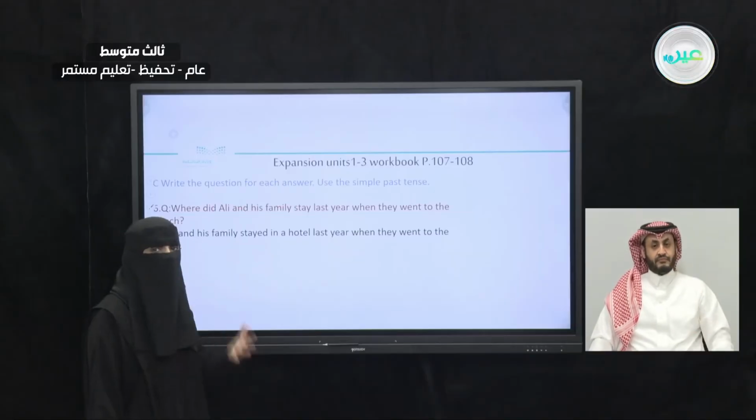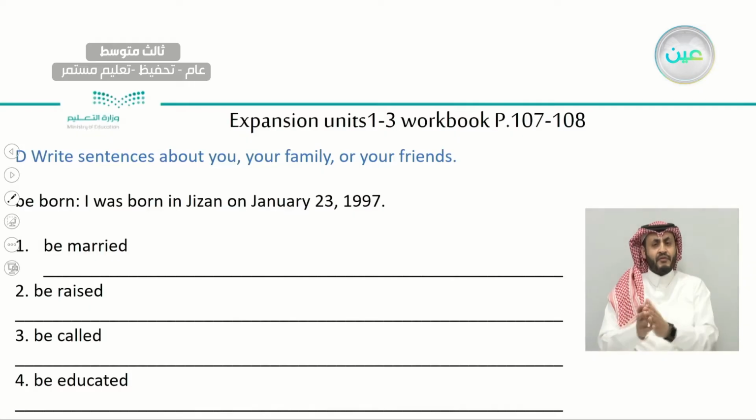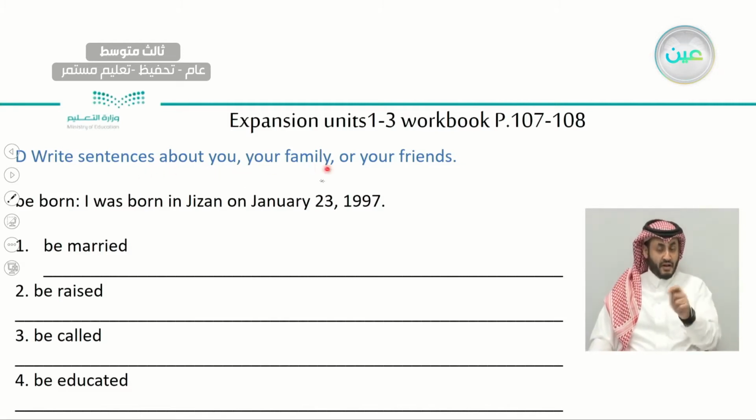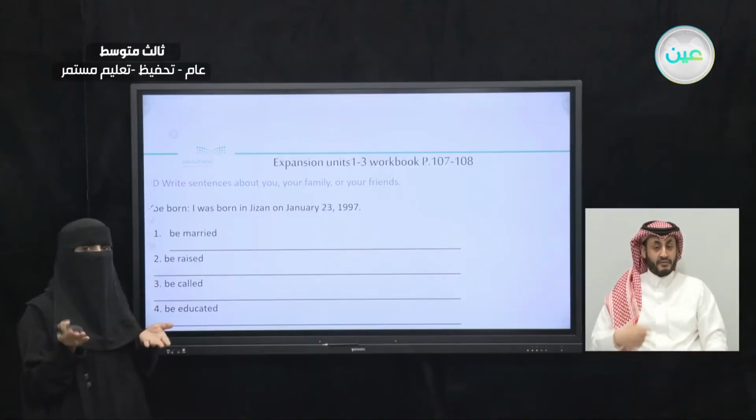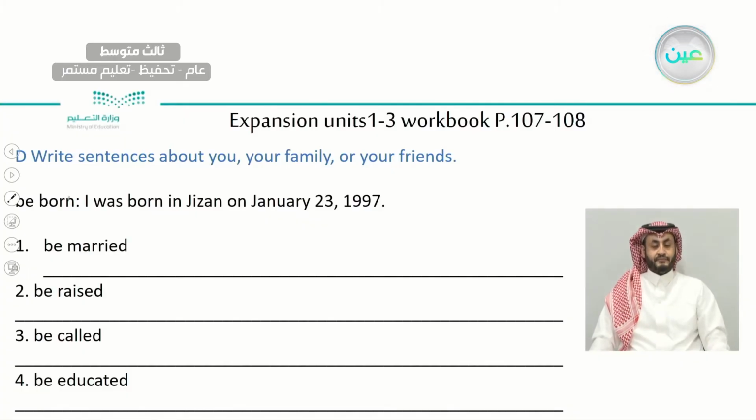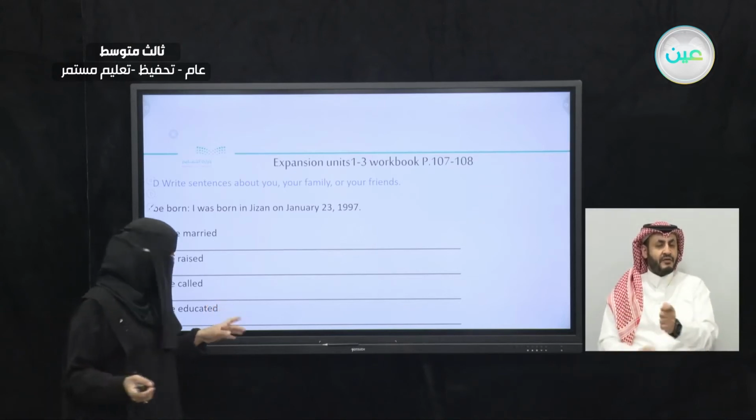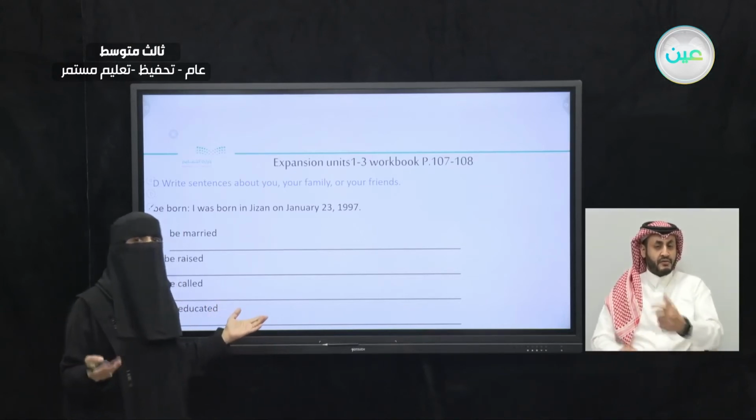We have a lot. I gave you 2 pages, so we have a lot of exercises to cover, okay? Exercise D, write sentences about you or your family or your friends. So you're using information about either you, your friends, or your family. Look at the information. We have be born, be married, be raised, be called, be educated. What do you think? Which tense are we going to use? We have the ED. Then it's past.